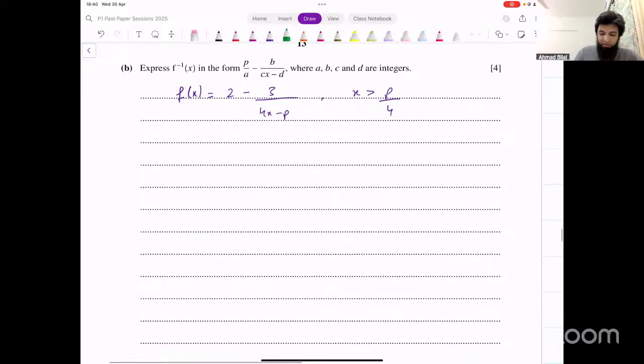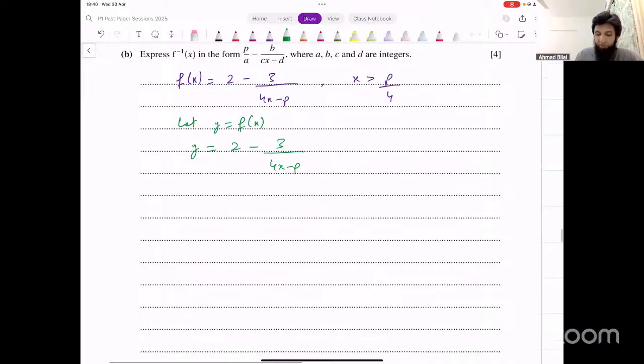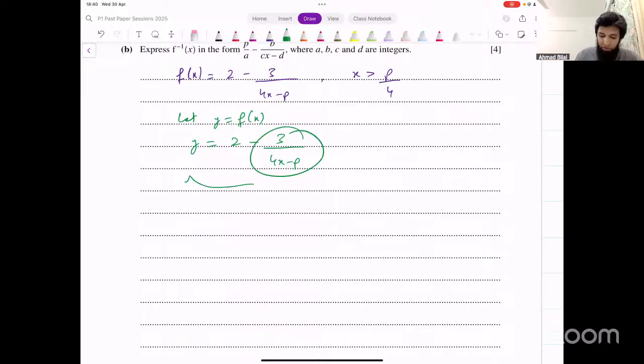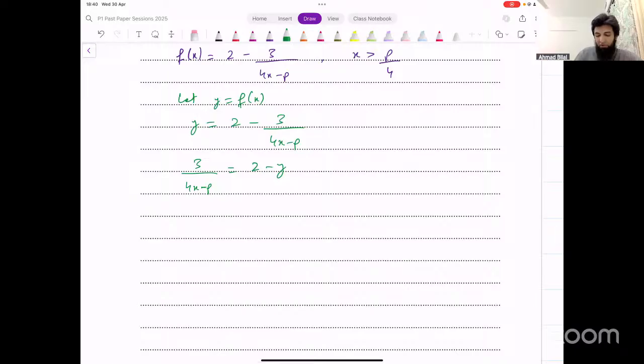You start like this. You say let f of x be y. And now we make x the subject. So y equals 2 minus 3 over 4x minus p. Let's take this term to the other side. Bring y to the right side and see what that gives us. 3 over 4x minus p, that equals 2 minus y. Now, since I want to make x the subject, I want this in the numerator. So I'm going to take this to the numerator and bring 2 minus y down here, that whole thing. So it becomes 3 over 2 minus y equals 4x minus p.